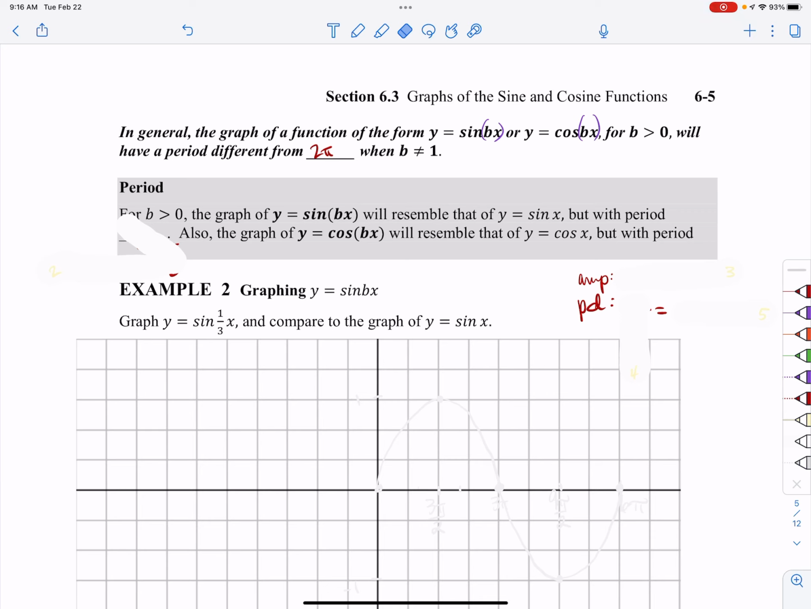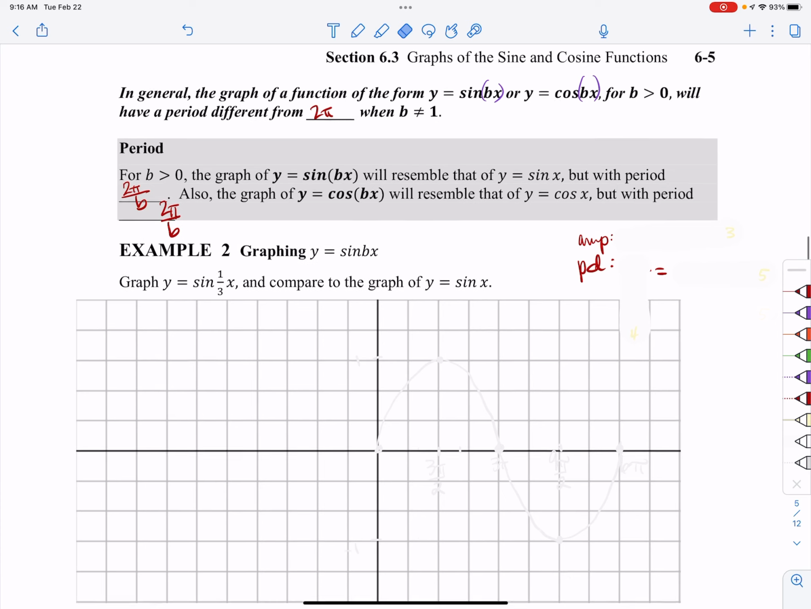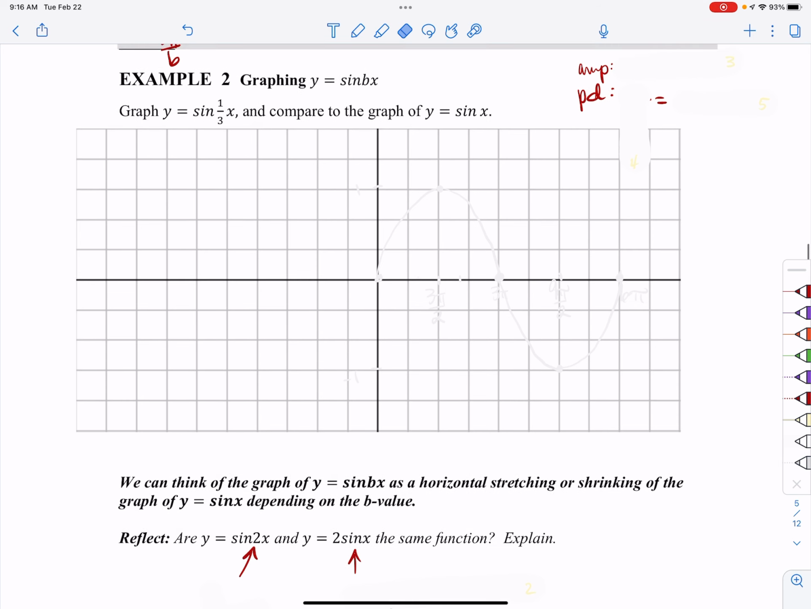All right, so when that B value is positive, the graph is going to look a whole lot like the parent graph, but the formula for the new period is going to be 2 pi divided by b. And this is going to be for both the sine and the cosine parent graphs. All right, so let's take a look at how this affects my graph. Let's do an example.